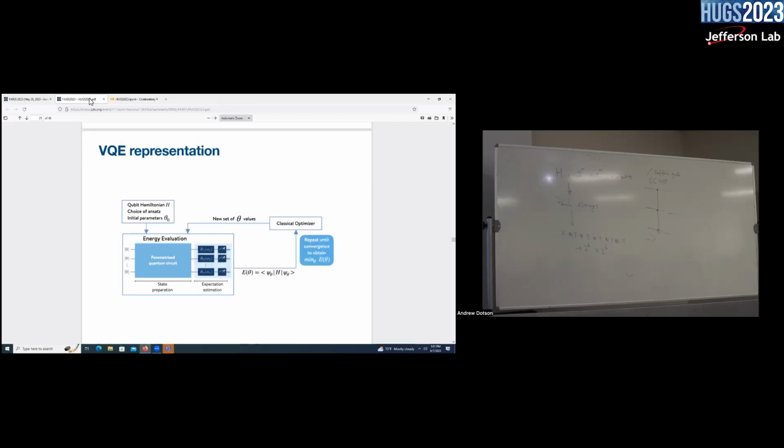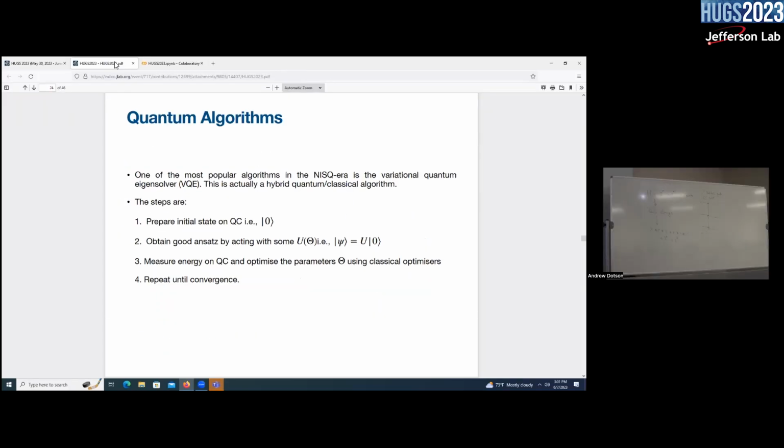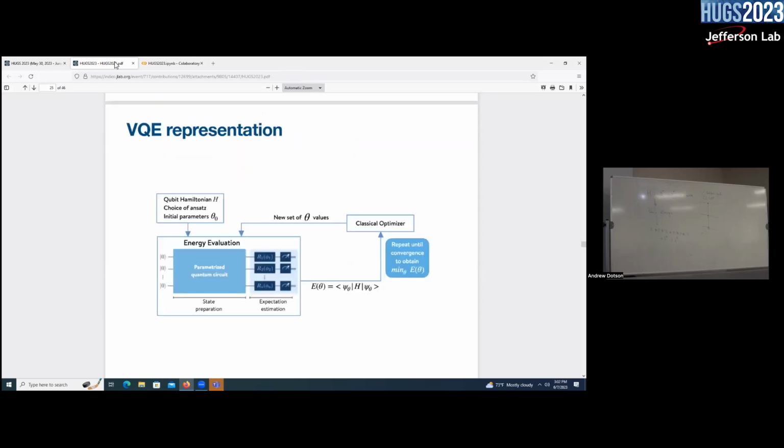So what is the VQE representation? I have not explained what I mentioned, VQE. VQE is a variational quantum eigensolver. Why is it variational? It's variational because it optimizes the energy based on gradient descent or another classical optimizer. It's a quantum eigensolver because it does a quantum measurement of energies and gives you the ground state energy. So it's called VQE, and it's very well known actually.